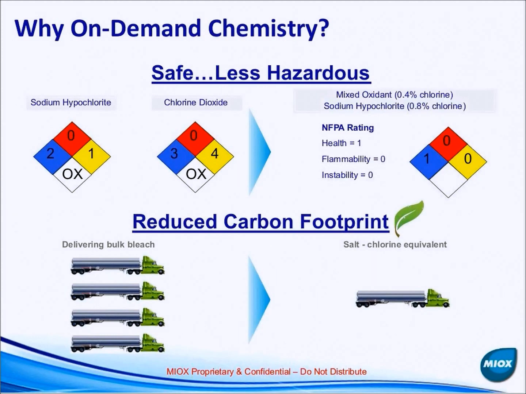In addition, carbon footprint is a big issue these days. If you're looking to reduce your carbon footprint at your water treatment facility, this is a nice way of doing it. If you are a large consumer getting deliveries of bulk bleach, you can replace about 4 to 5 truckloads of bulk bleach with a single truckload of salt.